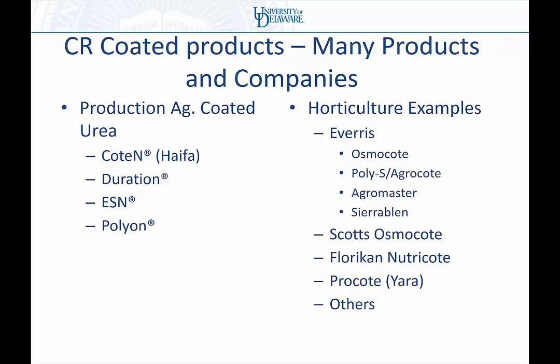Scotts bought Osmocote and they still offer Osmocote. Florikan has the NutriCoat technology now also, so it's a company other than a Japanese company making it. ProCoats from Yara. So these are all examples of companies that are out there. If your company isn't up here, I'm sorry, but I can't keep track of all of you.